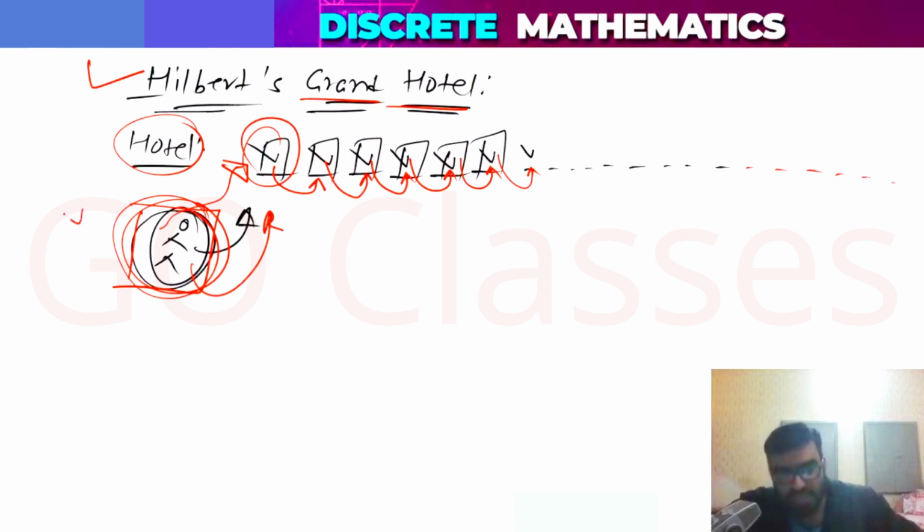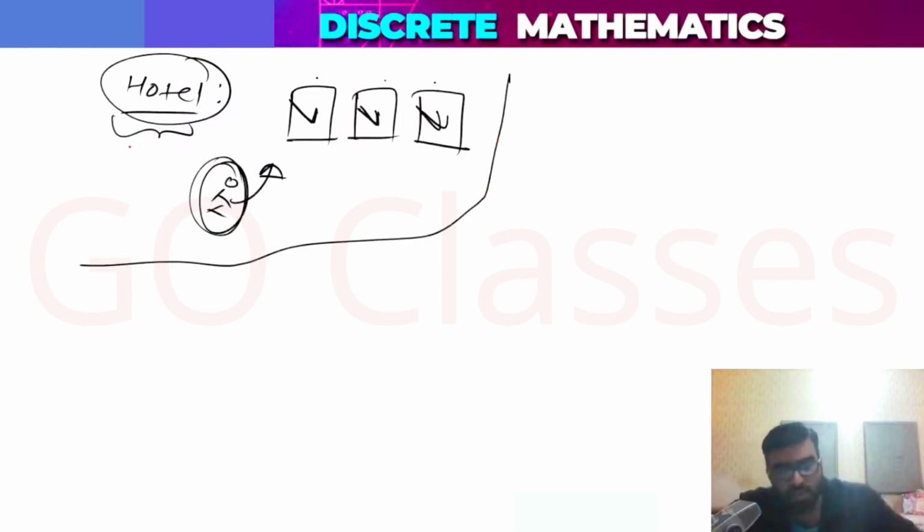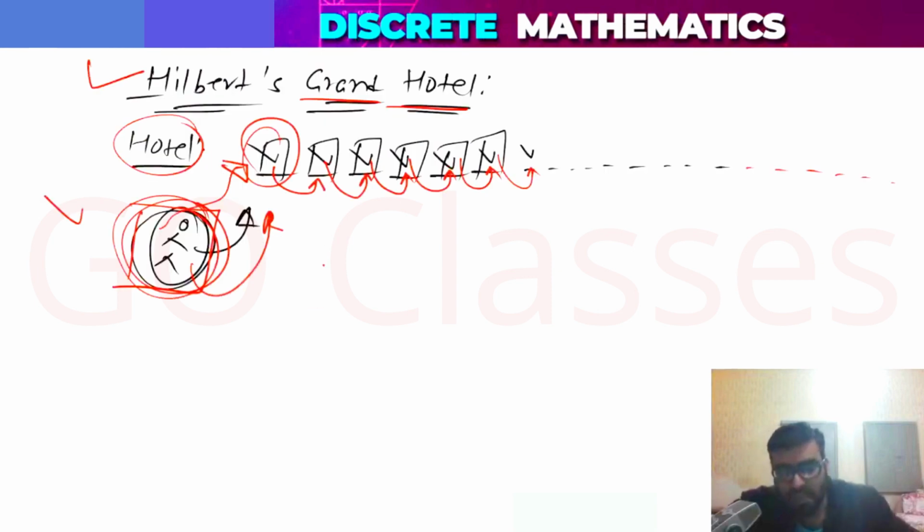Like in this scenario, every room is occupied, but still we can put in a new person. But in the scenario where the number of rooms was finite, I cannot accommodate a new person if every room is occupied. So this example of Hilbert's Grand Hotel tells you that when you are dealing with infinity, you need to take care. You cannot deal with infinity the way you deal with a finite set.